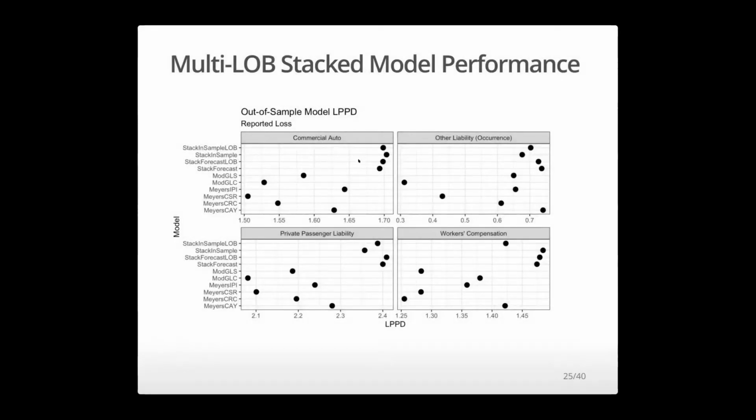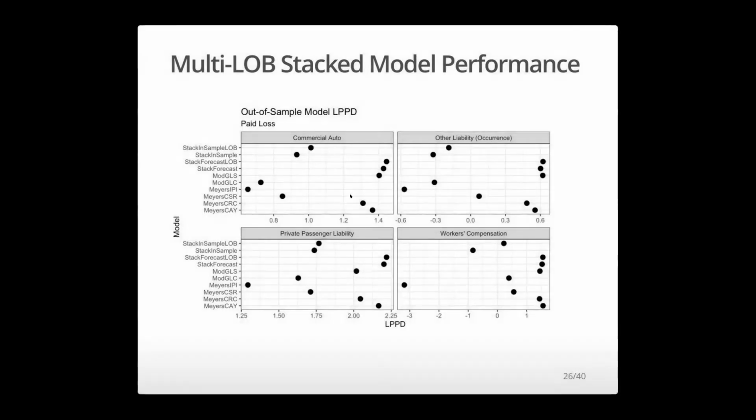This is what the picture looks like for the other lines of business. And we can see here that for 3 of the 4 lines of business, most of the stacking methods provide a clear advantage in terms of predictive performance over the best performing model in the set of inputs. The picture is a little bit muddier when we're looking at predicting on paid triangles. Here it looks like if you're weighting on in-sample, that's actually a really bad idea, and it's actually going to degrade performance relative to if you're doing your weighting on out-of-sample training data.